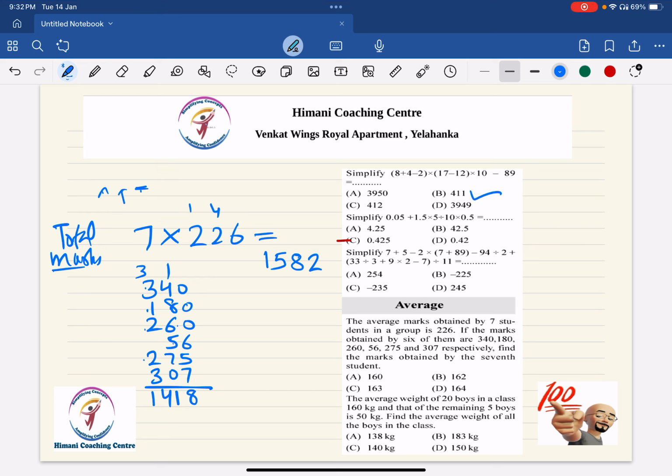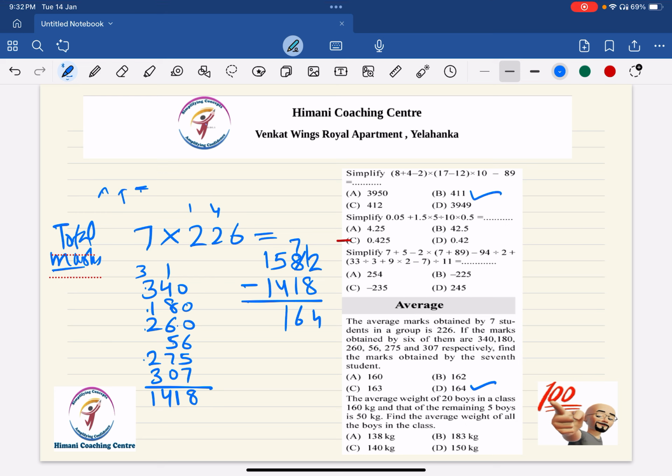So the 6 students overall got 1418. The 7 students total is 1582. So let us subtract 1418 and understand that this would be the marks of the 7th student. Okay, so 2 is small. So 12 minus 8 is 4. 7 minus 1 is 6. So 164 is the right option.